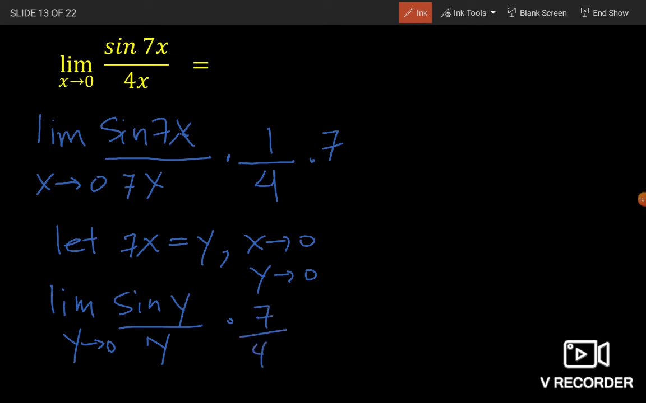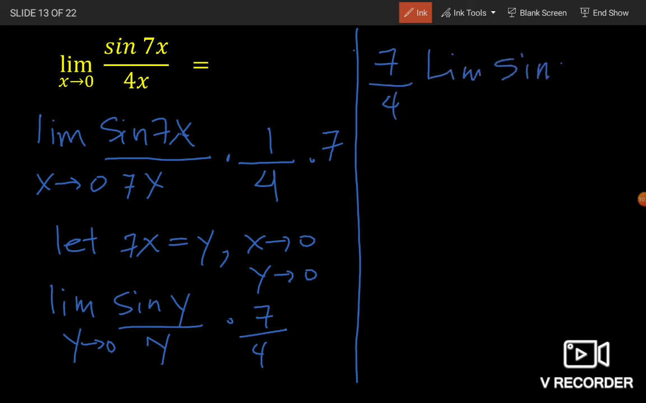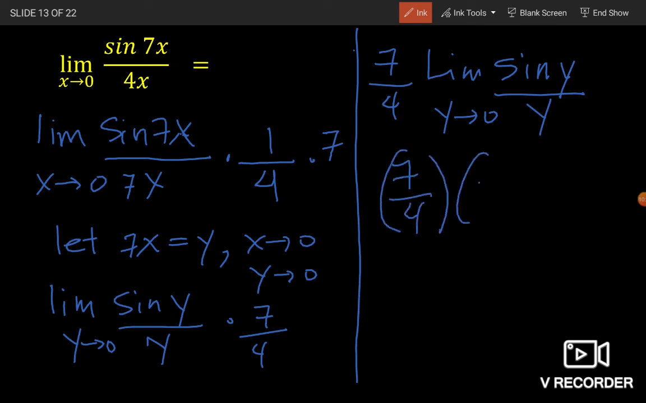Now I can put this behind the limit, so I can rewrite this as 7 over 4 times the limit of sine y over y as y approaches 0. So recall that the limit of sine y over y as y approaches 0 is equal to 1. So therefore, this is 7 over 4 multiplied by 1, and the final answer is 7 over 4.